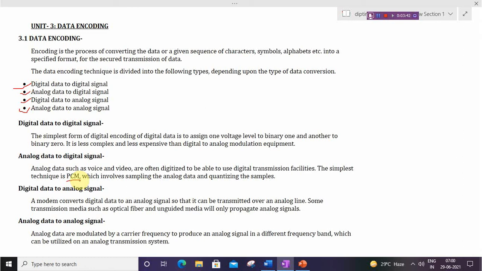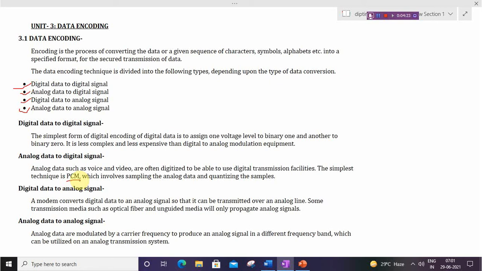Then the third one is digital data to analog signal. A modem converts the digital data to analog signal so that it can be transmitted over an analog line. Okay, so the device modem converts the digital data to analog signal by which it can be transmitted over an analog line. Some transmission media such as optical fiber and unguided media will only propagate analog signal. So we also need to convert the digital data to analog signal.